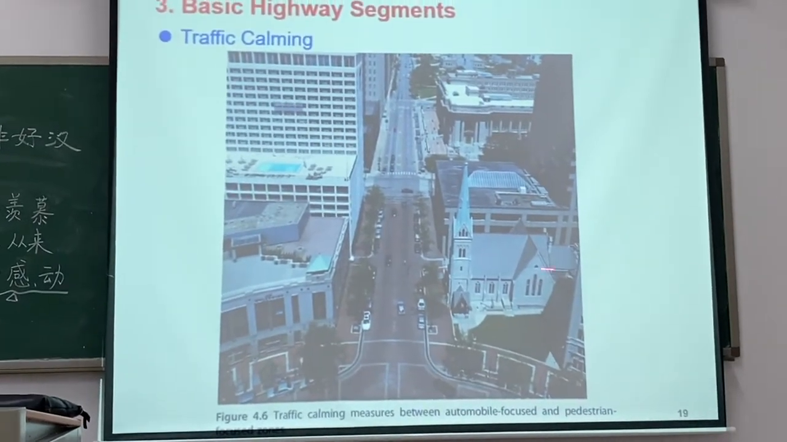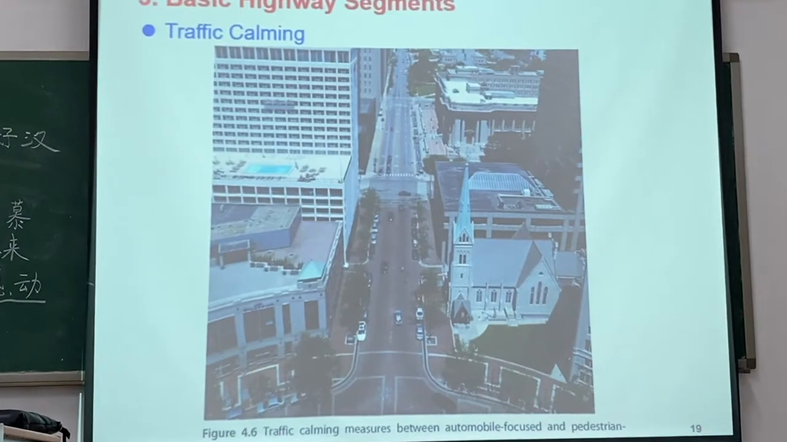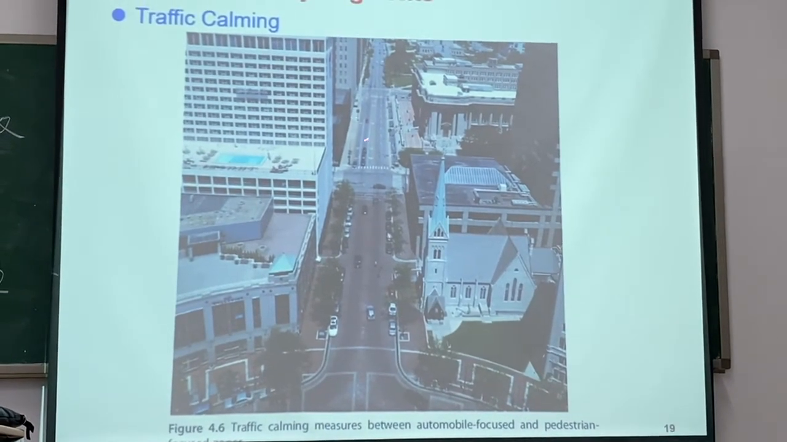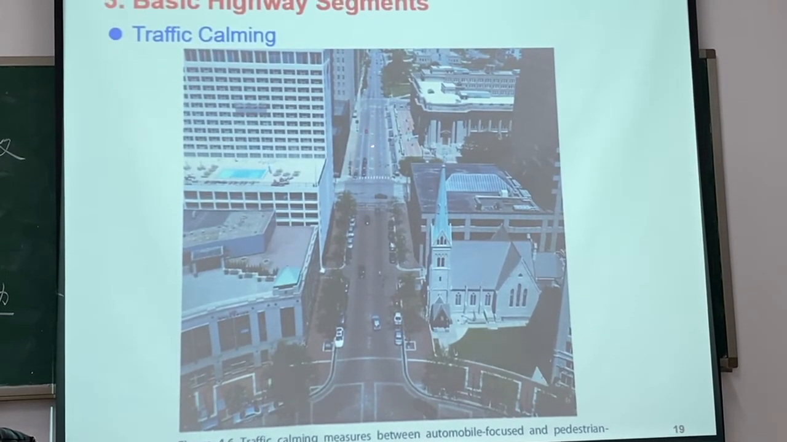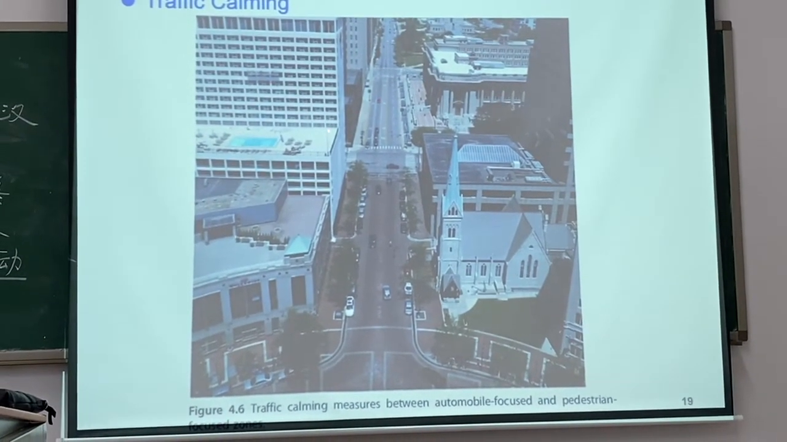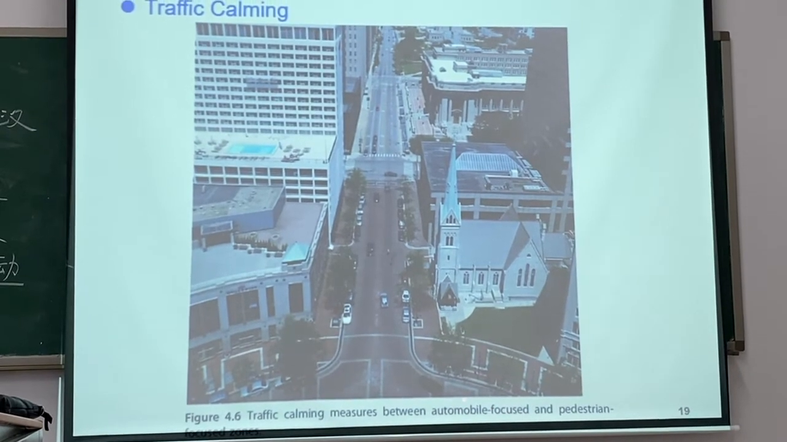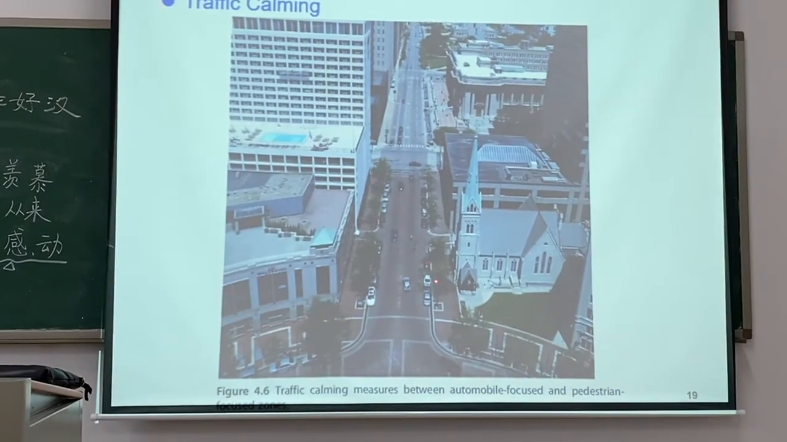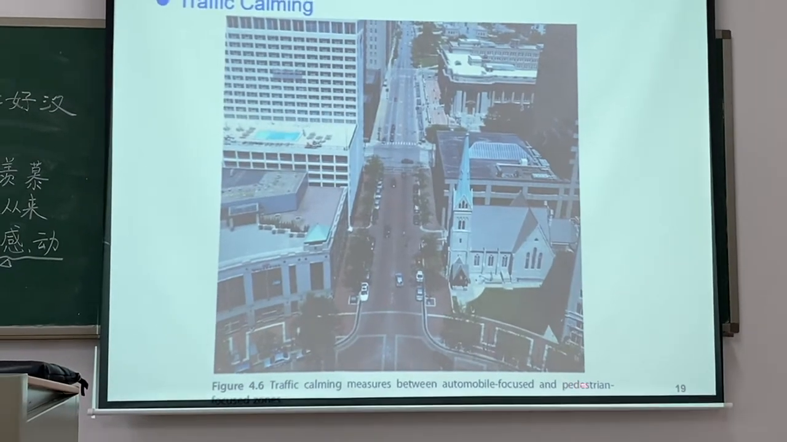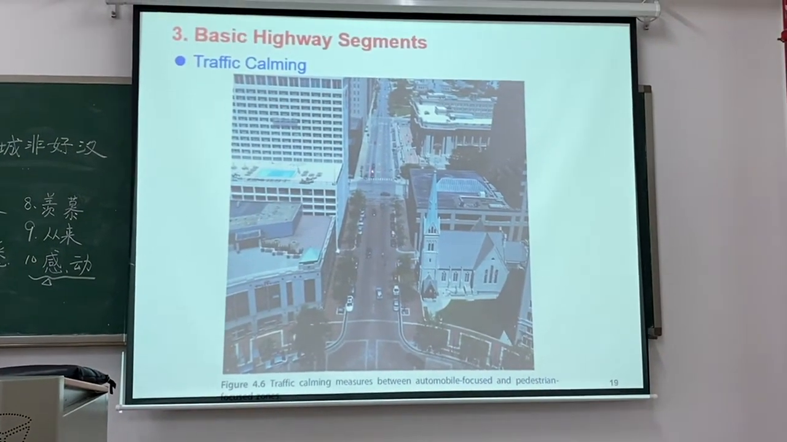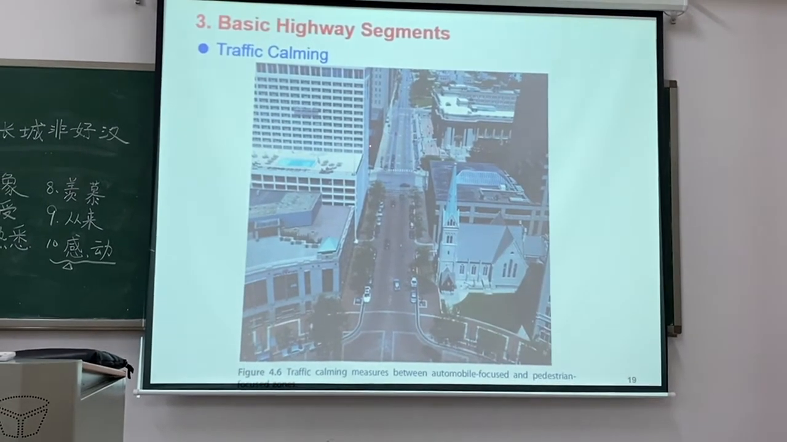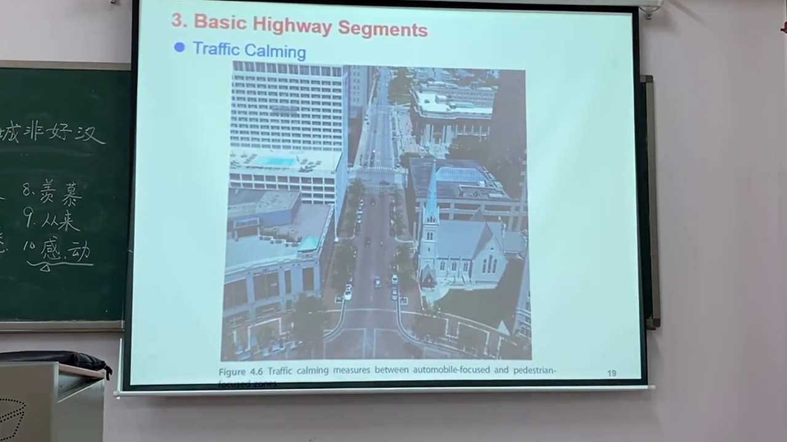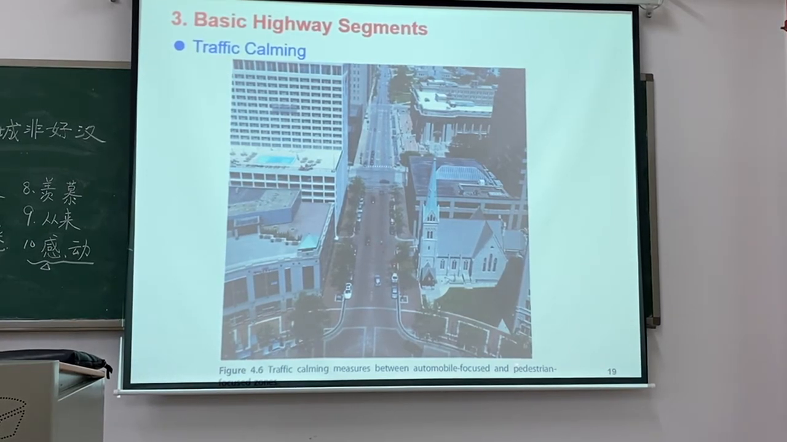From this picture, what can we know? What do we know about the road? On the upper part of the picture, this road is an automobile road. But in the lower part of the picture, it is for pedestrian zones. So, on the upper part of the picture, the road is used for cars. But this road is more for pedestrians.